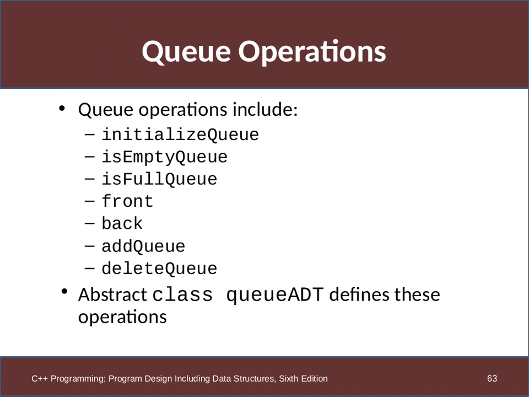Do all those make sense? Make the queue 0, ask if it's empty, ask if it's full, figure out who's on the front, aka the head, who's in the back, aka the tail, and add to the queue. Where does it get added? To the back, and then delete from the queue from the front.